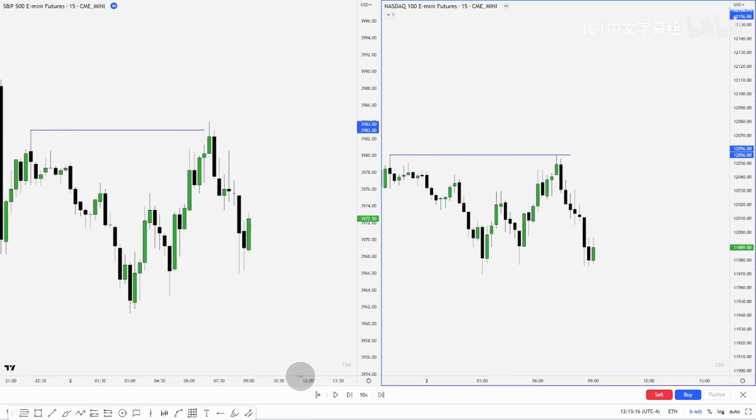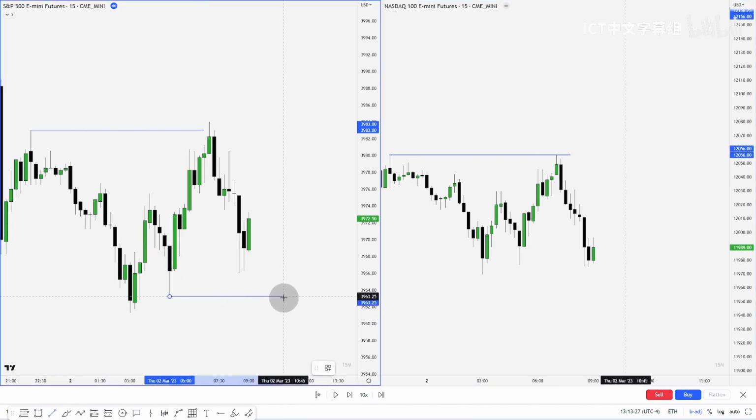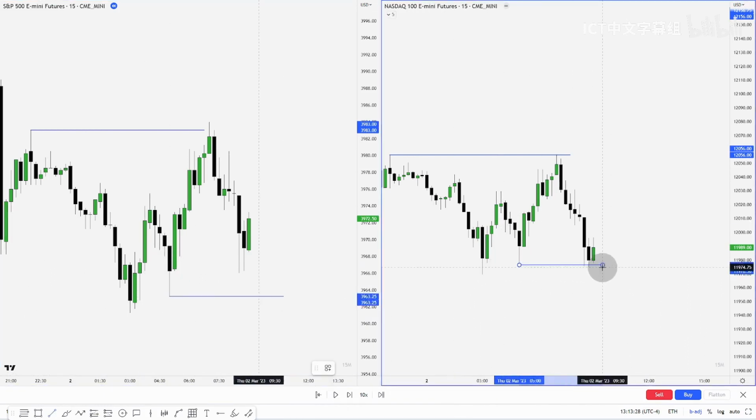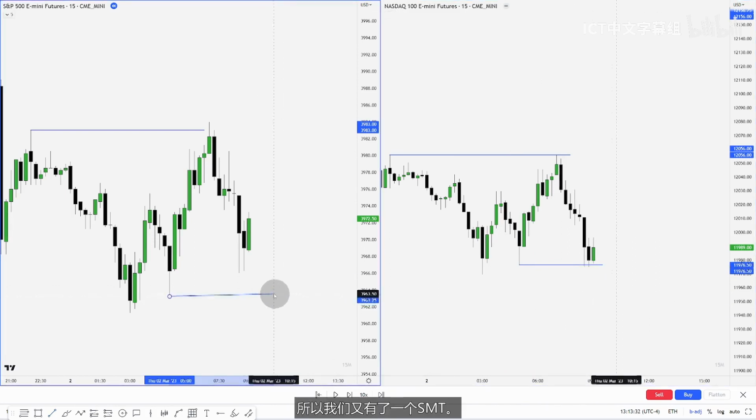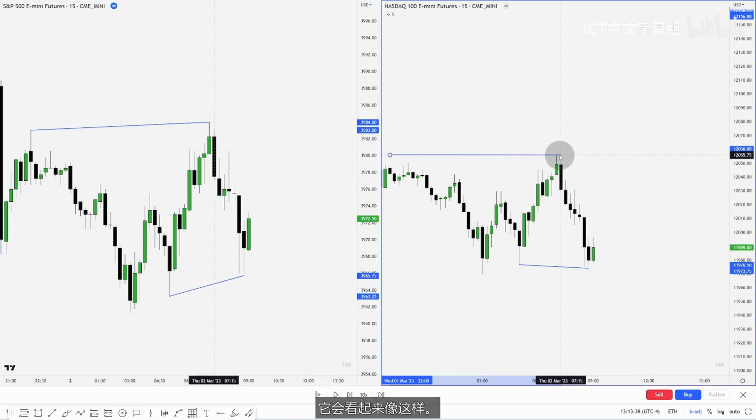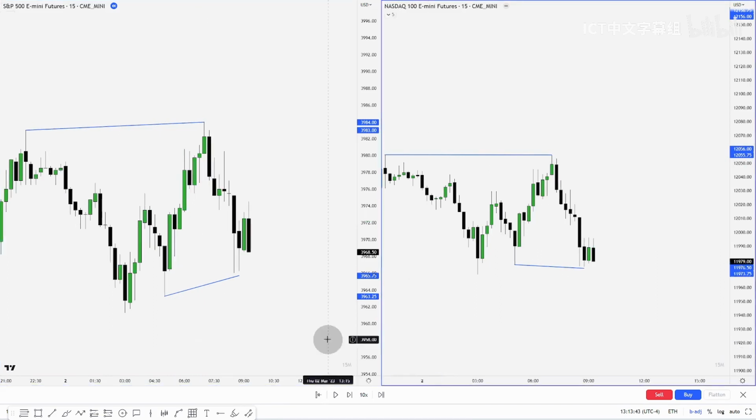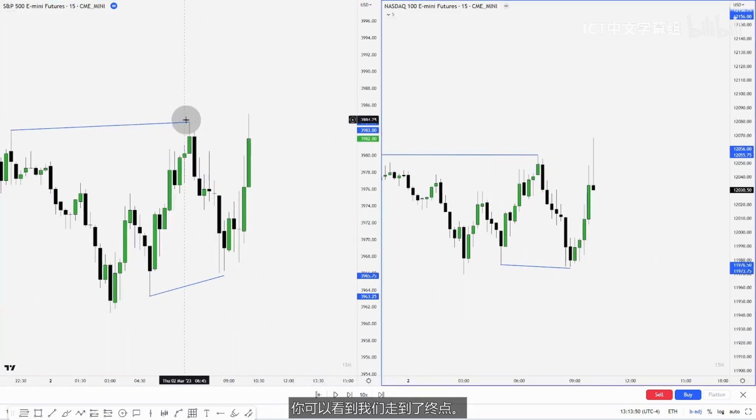so now I want you to look, is there any other high and low that we are reaching on one index versus the other that may indicate a possible reversal? Well, here's our obvious low. Here's our obvious low. So we have another SMT. And if I drew this one out, it would look something like this. So if we let this continue to play out, you can see we go and we hit our terminus.